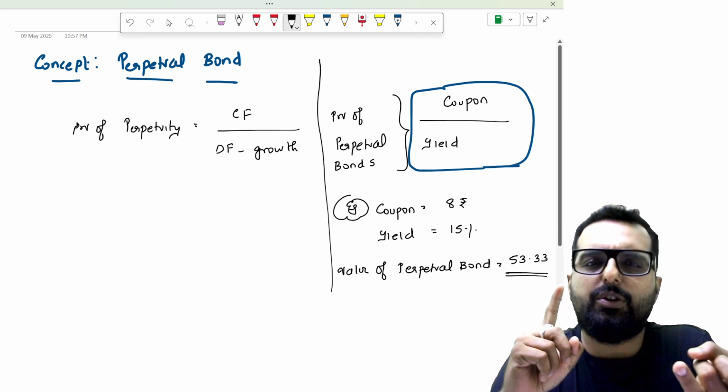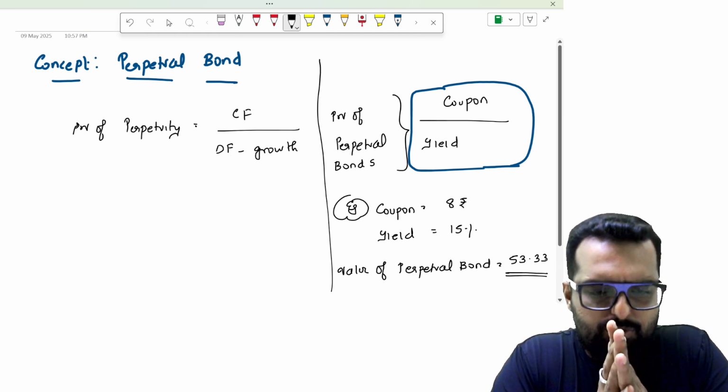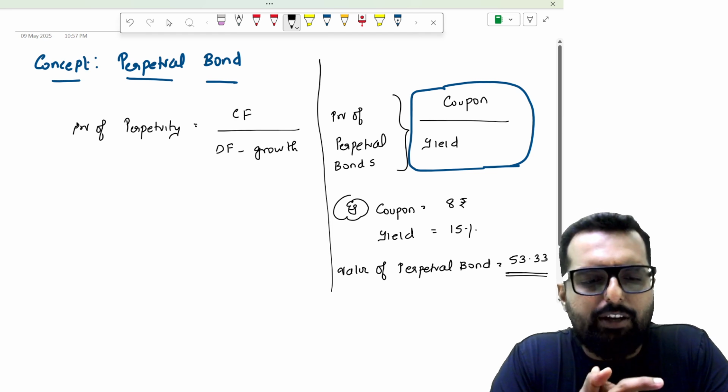So friends, with this example and concept, I have covered the valuation of a regular bond. I have covered the valuation of a zero coupon bond. I have also covered the valuation of a perpetual bond. I hope you are clear with all these points, friends.